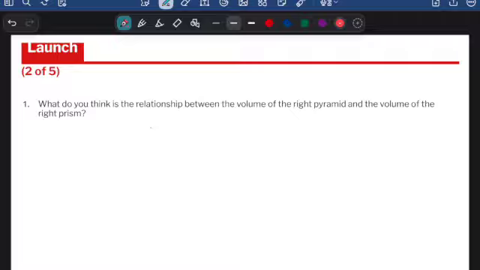So what do we think the relationship is between the volume of the right pyramid and the volume of the prism? When we saw how the volume compared, we saw that the pyramid only held 1/3 of the volume of the whole prism. So we can say that the volume of the pyramid is equal to 1/3 times the volume of the whole prism. We saw that in the video.